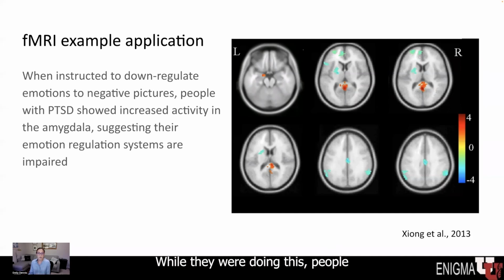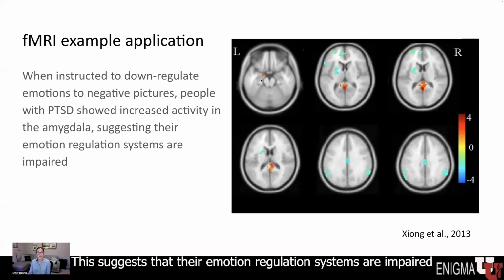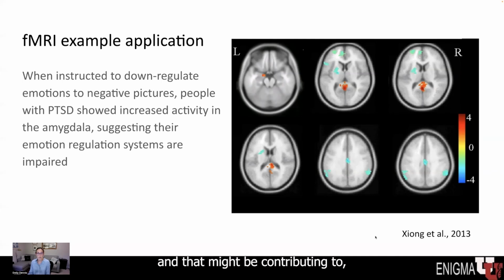While they were doing this, people with PTSD showed increased activity in the amygdala. That's this cluster right here, which is an important region for fear response. This is relative to people who did not have PTSD. Their amygdala was more active when they were told to regulate their emotions. So this suggests that their emotion regulation systems are impaired, and that might be contributing to, or coming from, a bit of both, their PTSD.